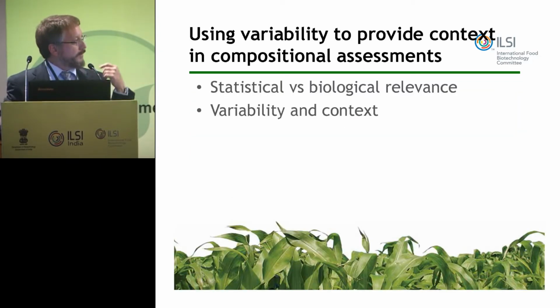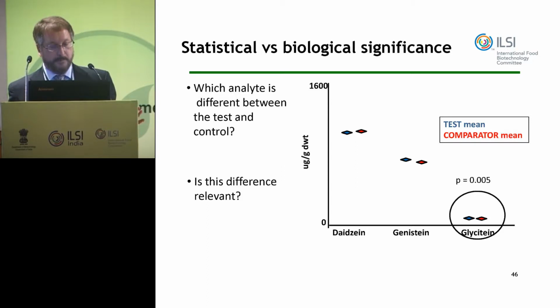To use variability to provide a context for compositional assessments, we're going to talk a little about the difference between statistical significance and biological relevance, and that's done by using variability to provide the context. In this particular example of some isoflavones in soybean, we compare the levels in the comparator and in the GM, and there will be one in this case that is statistically different in terms of content. But the question is, is this a relevant difference?